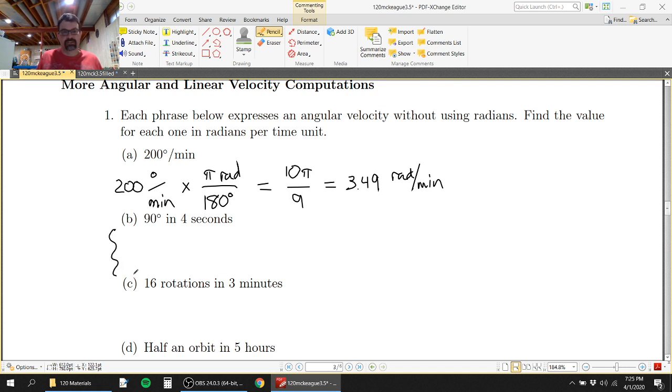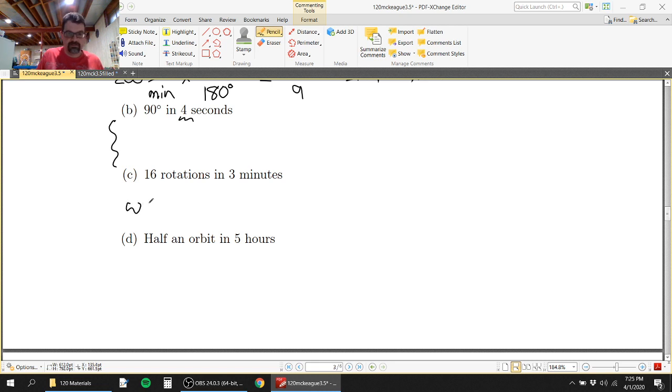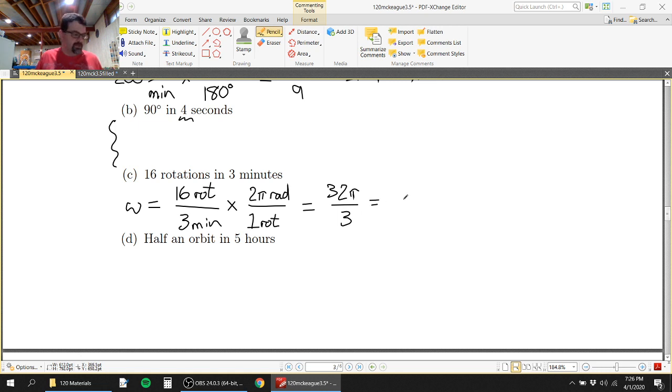So here goes. Letter B would actually be similar to A. You're just turning degrees into radians, but dealing with the fact that there's 4 seconds on the bottom. 16 rotations in 3 minutes. Well, that would be literally 16 rotations over 3 minutes. All right, minutes are fine. Rotations need to change. 2 pi radians in a rotation. We want to cancel rotations, so we'll put 1 rotation on the bottom and 2 pi radians on top. And if we multiplied it all together, 32 pi over 3, which you could punch out, 33.5, and now we have our radians, the rotations canceled, and minutes on the bottom, so radians per minute.